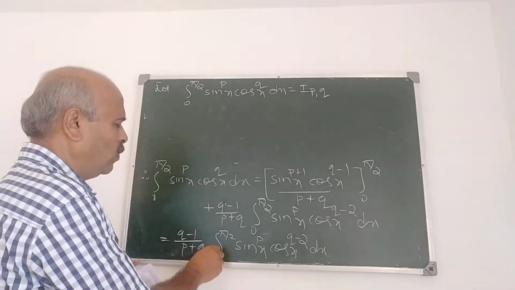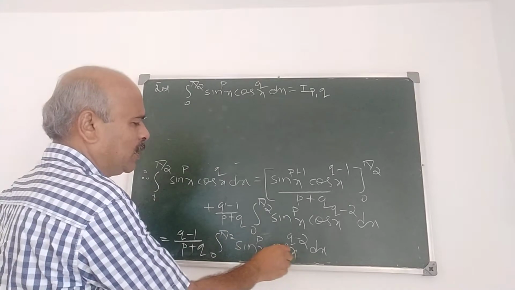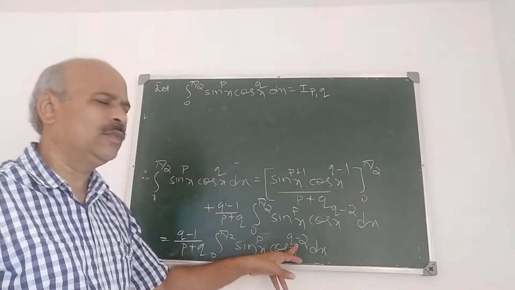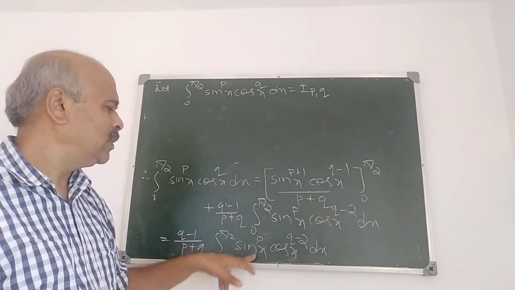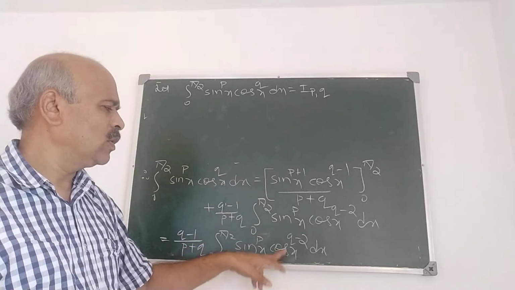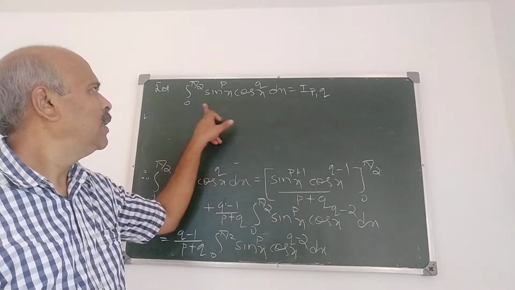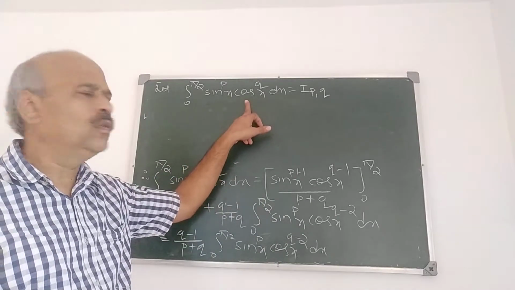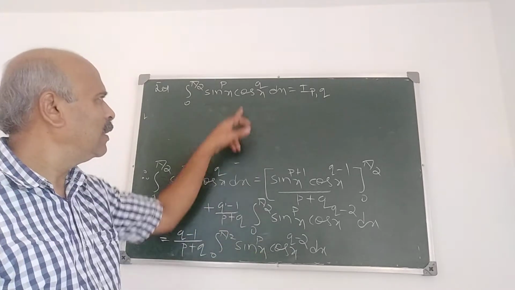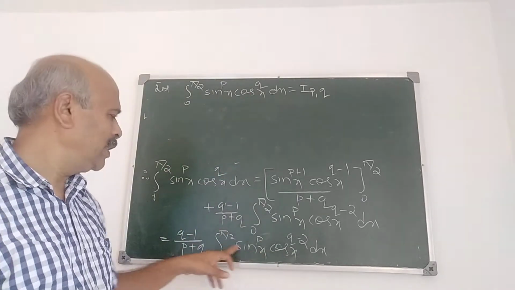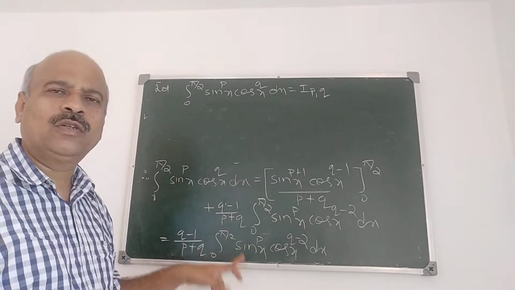Then what does the integral from 0 to pi by 2 of sin x raised to p cos x raised to q minus 2 become? Now compare this with sin x raised to p cos x raised to q. Only, in place of q we have q minus 2. The rest of the thing is the same. The limit is 0 to pi by 2.